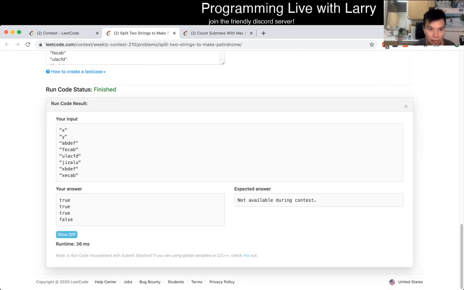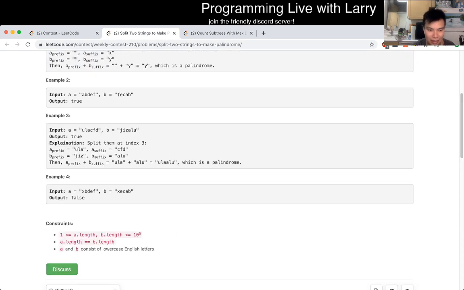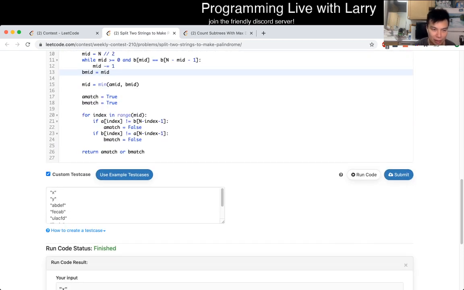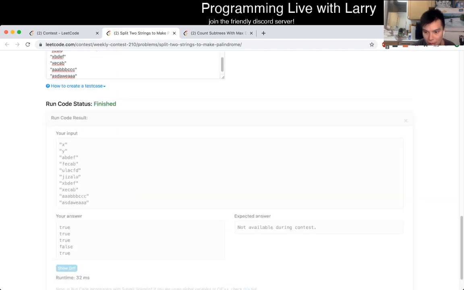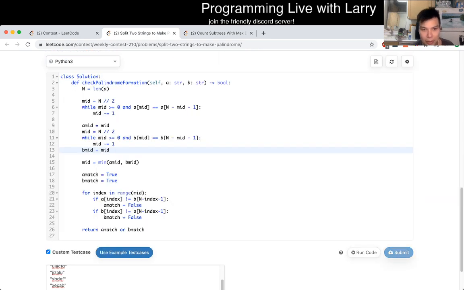True, false. This one I'm a little bit uncertain about when I submit it. That's why I'm like, this should be true. Okay, let's go. Oh, good.